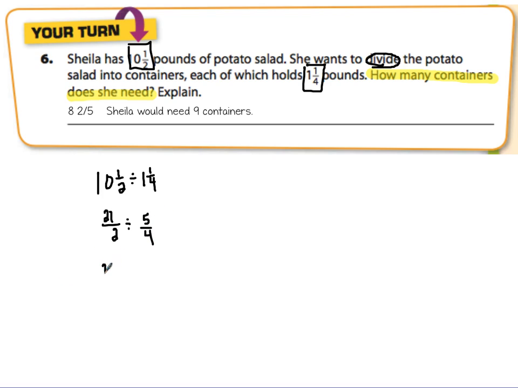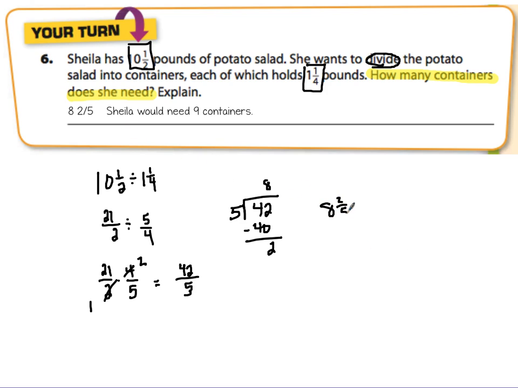Now I change it to multiplication of the reciprocal. I can divide 2 and 4 by 2, and I get 1 and 2. 21 times 2 is 42. 5 times 1 is 5. So in this case, 42, 5 goes into 40 8 times. Minus 40, that leaves me with 2. So that gives me the 8 2/5.